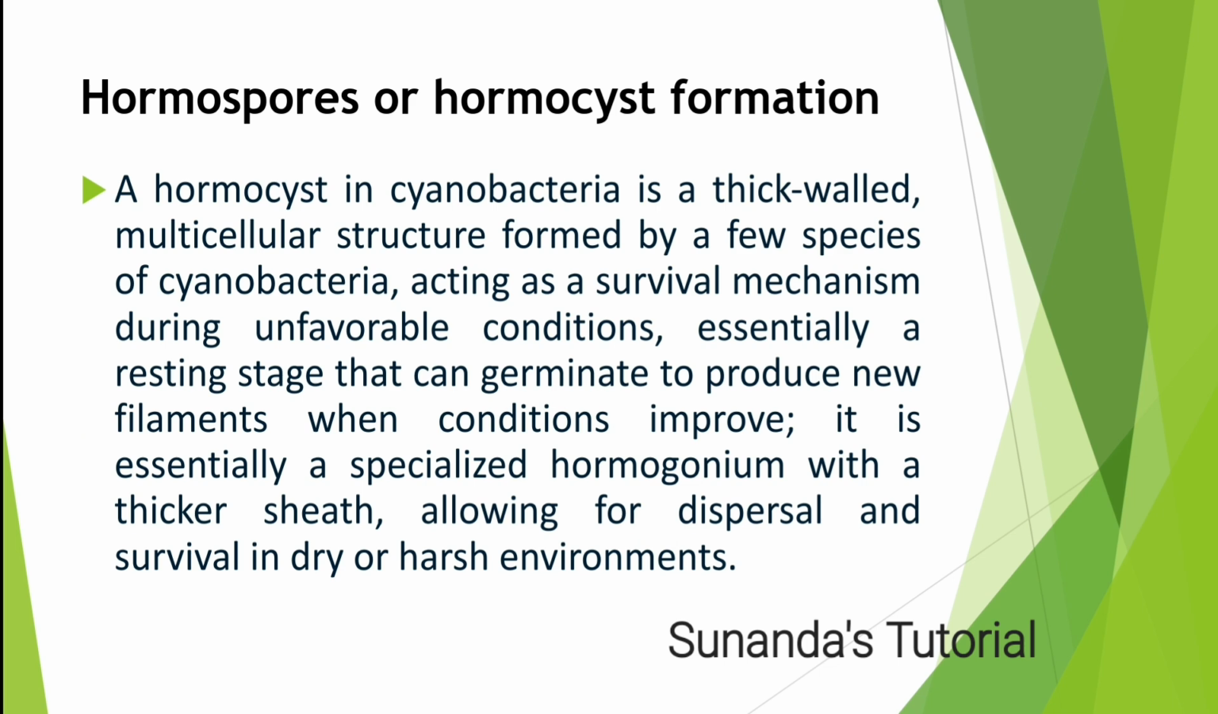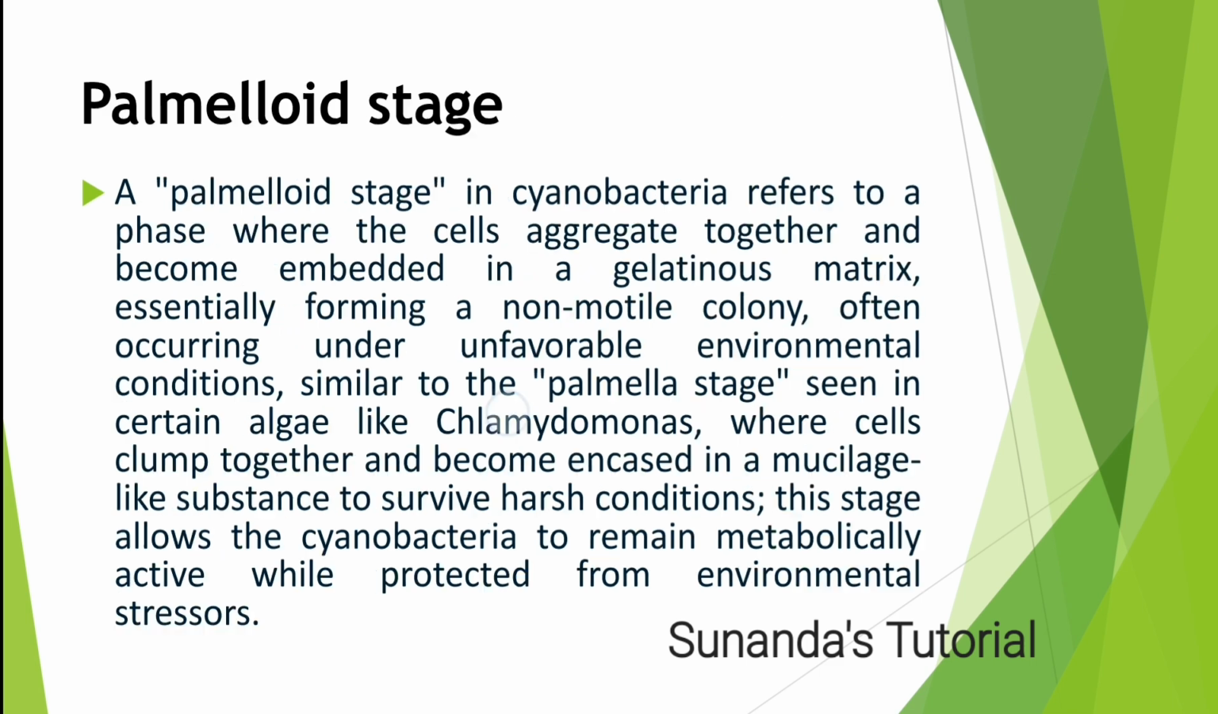So during unfavorable condition, some cyanobacterial cells secrete some substance and make a thicker wall around themselves, so that they can overcome the unfavorable condition. And when the favorable condition appears again, they germinate and produce a new trichome. Okay, in this way they reproduce by hormospore or hormocyst formation.